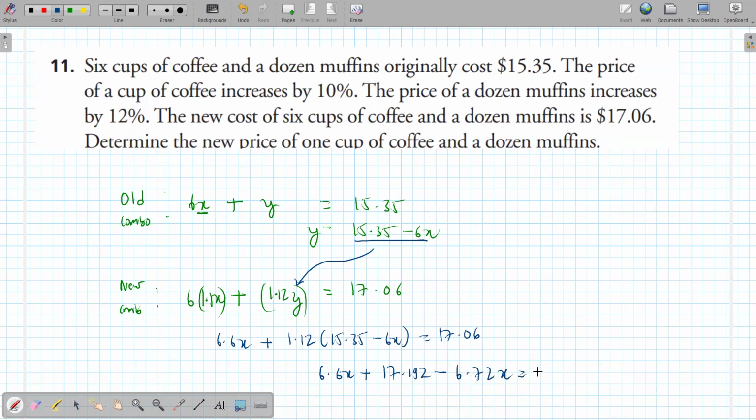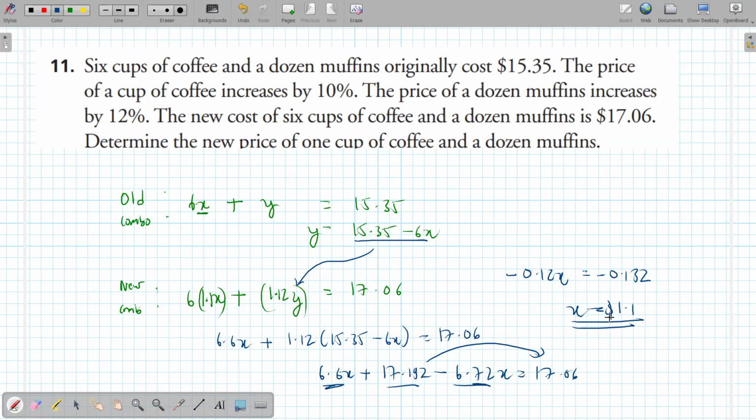Equals 17.06. We have like terms, that is going to be negative 0.12x. Move this to the other side, 17.06 minus 17.192. That is negative 0.132. Divide both sides by negative 0.12. The answer, X, is $1.1.